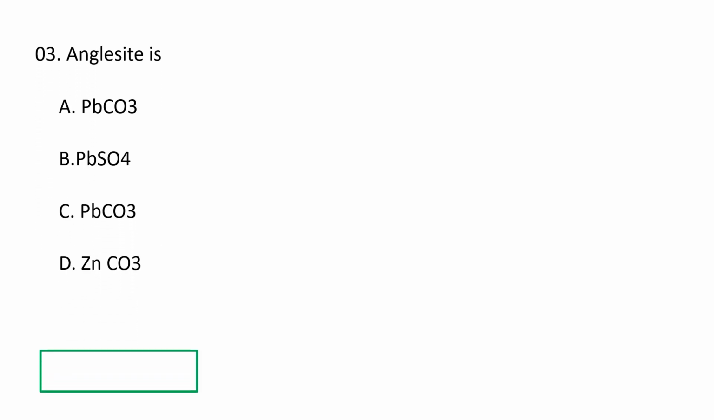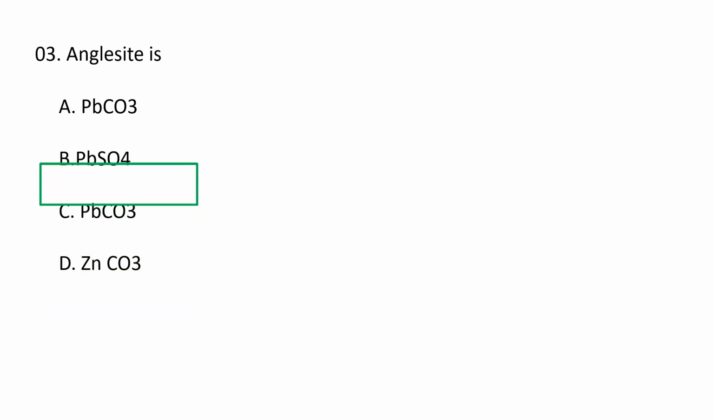Next question. What is anglesite? The chemical composition of anglesite is A. PbCO3, B. PbSO4, C. PbCO3 and D. zinc carbonate. So anglesite is lead sulfate, PbSO4.